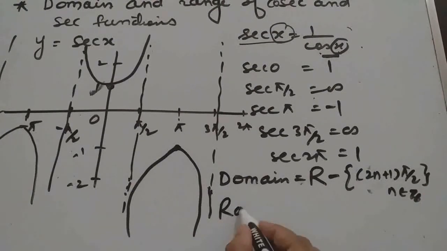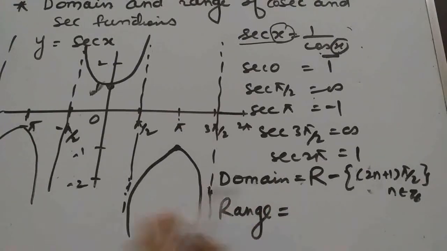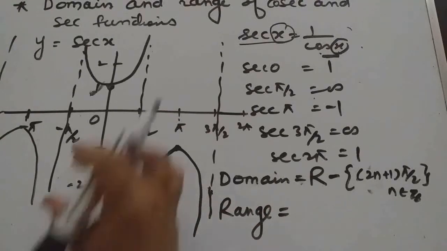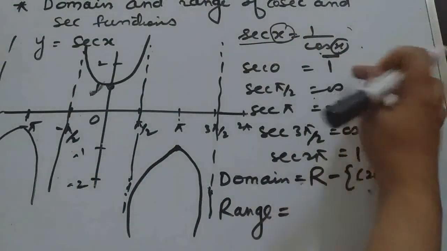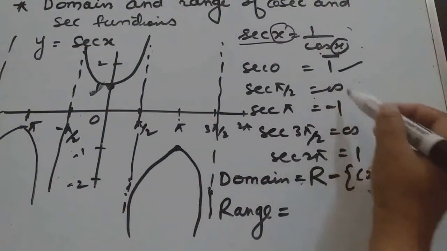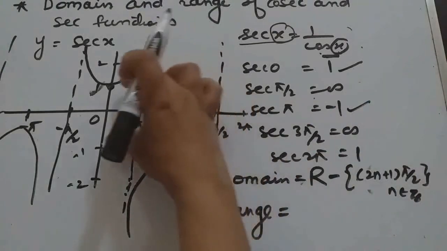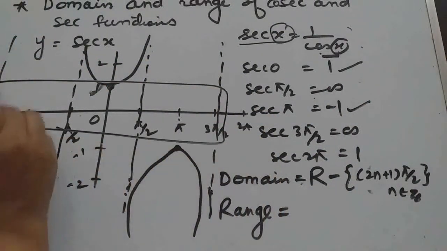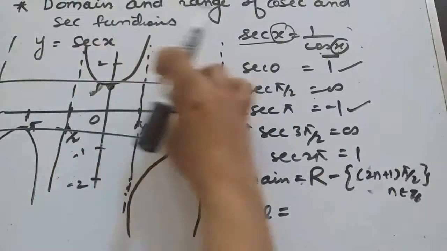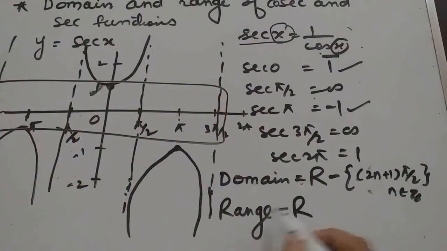Now the range. If you observe, what will be the range of this? See, again it is not getting all the values. It is equal to 1, it is equal to minus 1, but in between these there is a gap, isn't it? So the y value is not in between. So the range for this we can write as minus 1 to 1.